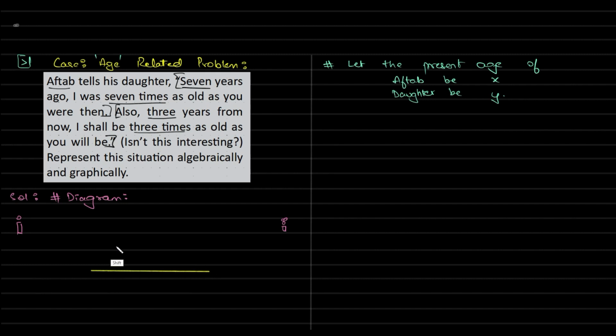I told you there is a trick to the diagram, and the trick being this. We are talking about the present age, so the present age of the father is X and the daughter is Y. Now let's go back to the question again. 7 years ago. Ago means what? Ago is past tense. So we're looking at minus 7 years from the present day.